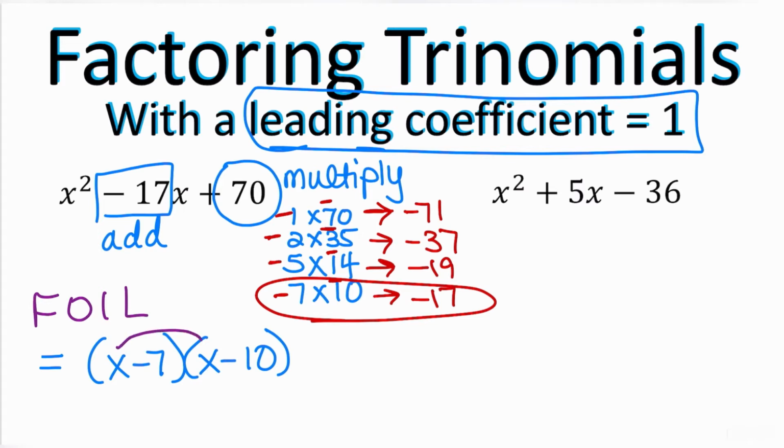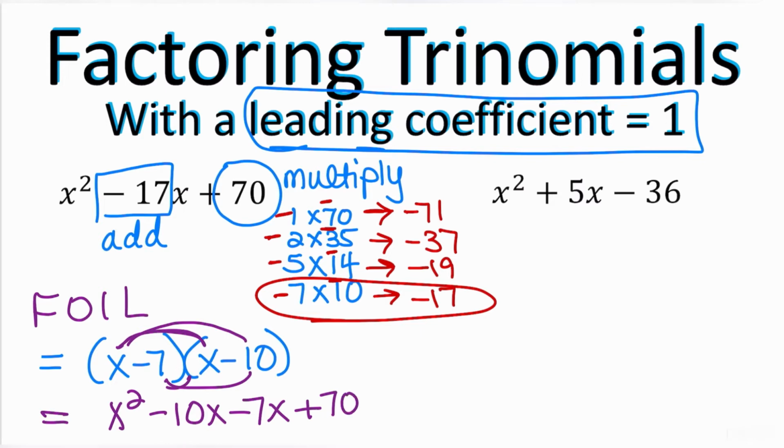FOIL just means first, you're distributing. X times x is x squared, and then outer, or to keep distributing, x times negative 10 is negative 10x. Negative 7 times x is negative 7x. That would be your inner. And then your last is negative 7 times negative 10, which is positive 70. So if I were to combine like terms, right here, these both are like terms, I'm going to end up with the same answer as the problem that I initially started with, x squared minus 17x plus 70.